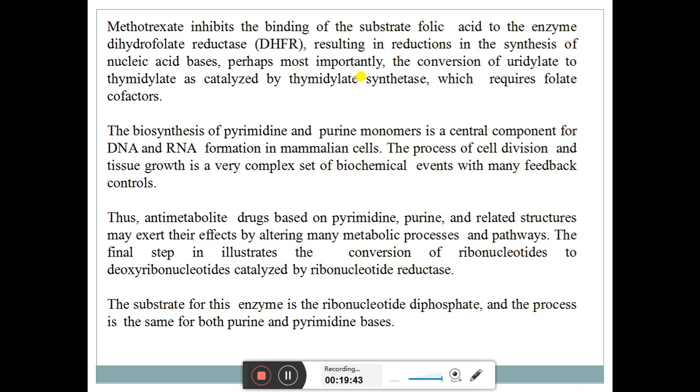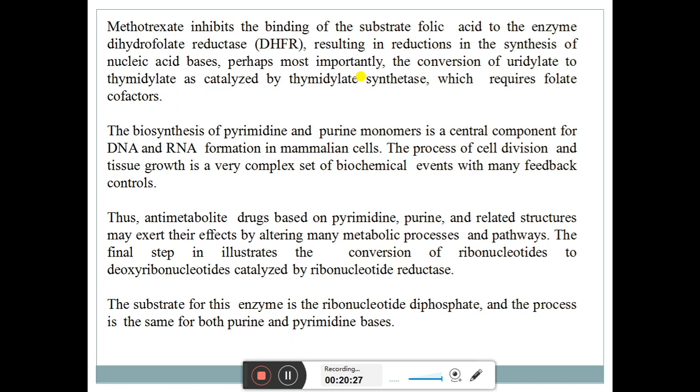this drug shows a reduction in the nucleic acid bases, and it is also involved in the conversion of uridylate to thymidylate. Okay, and this conversion requires some folate cofactors, that is dihydrofolate and tetrahydrofolate, which are required as cofactors. So those cofactors will not be synthesized. So the biosynthesis of pyrimidine and purine monomers is a central component for DNA and RNA formation in mammalian cells.